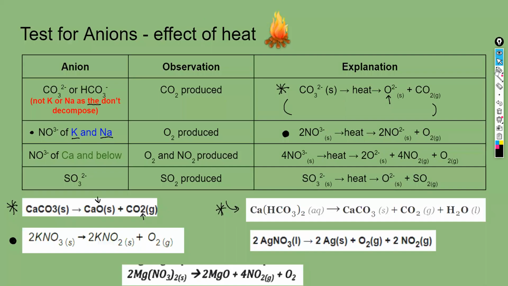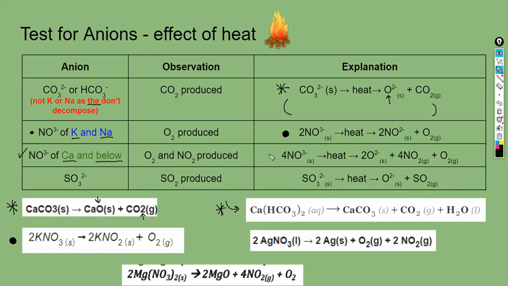Now, the next one is the heating of nitrates again, right? But a different type this time. Remember, potassium and sodium are very high in the metal reactivity series, so potassium and sodium nitrate behave a little bit differently to everybody else. From calcium on down in the metal reactivity series, if you have a nitrate version of them, you get two things when you heat it. You not only get oxygen, but you also get nitrogen dioxide.